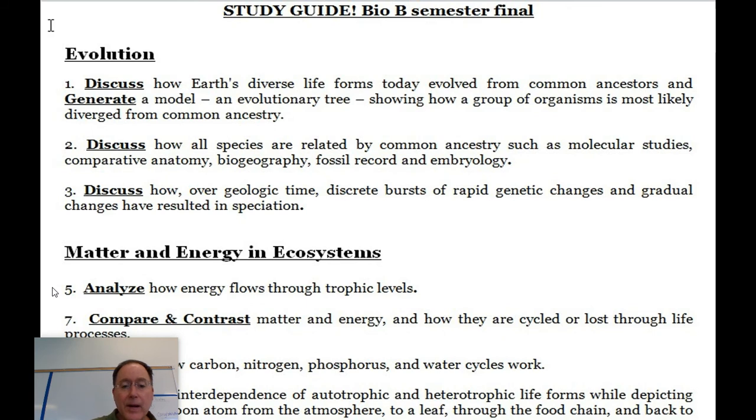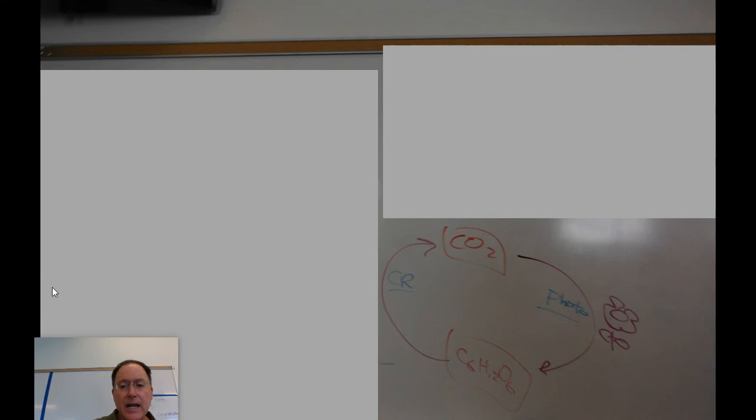Let's go to number 7: compare and contrast matter and energy and how they're cycled or lost through life processes. Let's go back here. You just talked about energy. I would then say, as far as matter goes, you can draw that circle that's on there, and you could say matter recycles through all of these levels in this trophic level diagram, and that whenever anything dies, they get decomposed, all the atoms go into the soil, and then new things take up those atoms and are created, and the process begins again and again.